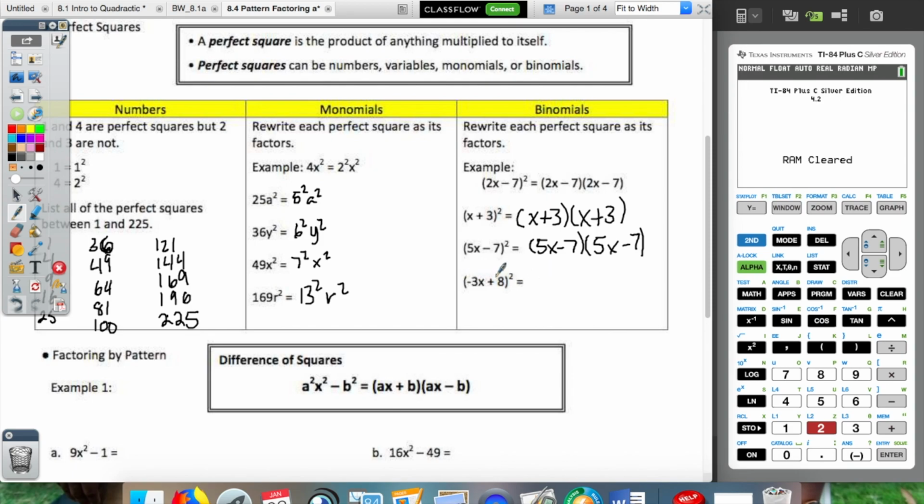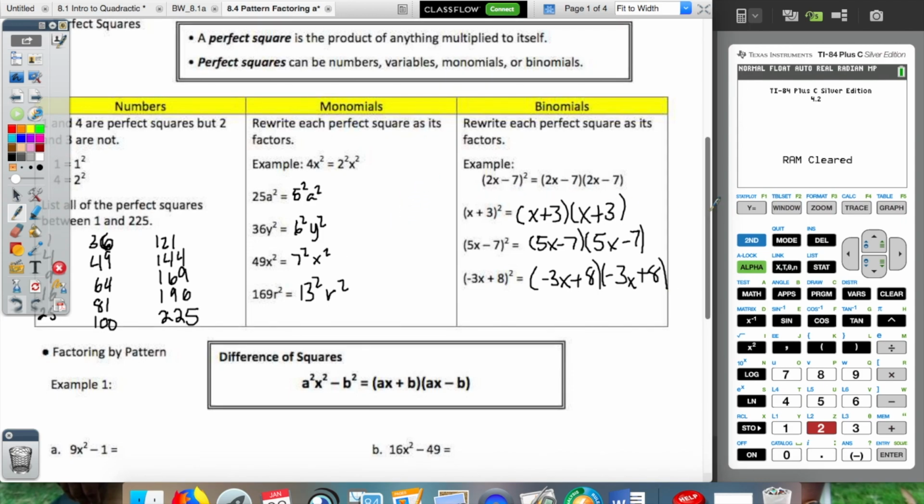And the same thing applies even when we have stuff like this. We have negative 3x plus 8 squared. So the factors of that will be negative 3x plus 8 times negative 3x plus 8. And we kind of saw these earlier today when we were multiplying those. We were actually starting to FOIL them.